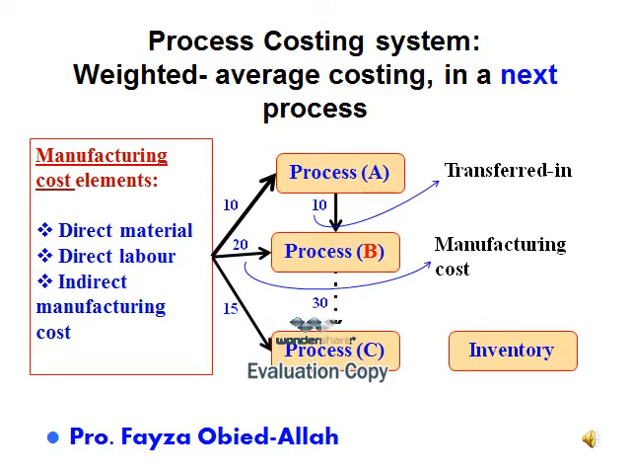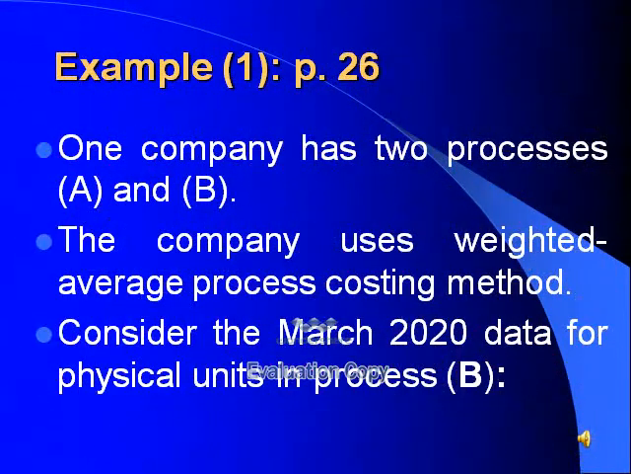So, in process B, there are two kinds of costs: transferred in cost and manufacturing cost. £10 plus £20. Let us take example 1. One company has two processes A and B. The company uses weighted average process costing method. Consider the March 2020 data for physical units in process B.